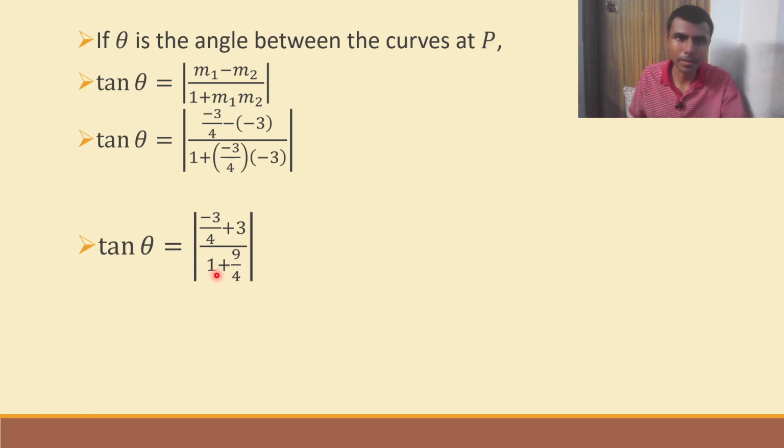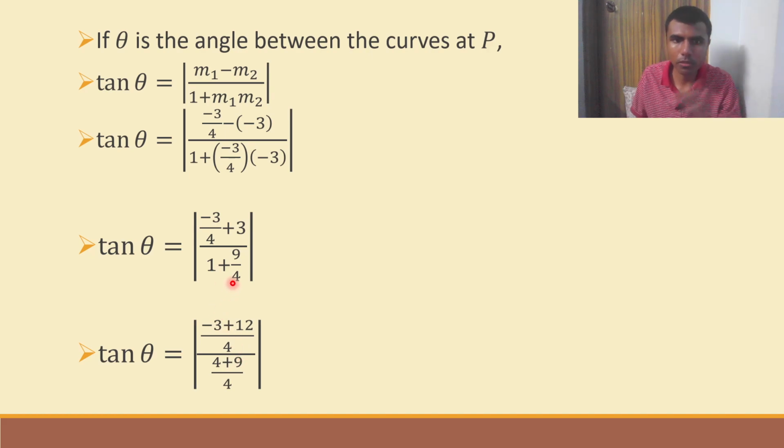Let's take LCM. So here 4 will get multiplied here. Minus 9 plus 3 into 4. What is 3 cross 4? It is 12. So minus 3 plus 12 by 4, and here also 4 will go here: 4 plus 4 into 1, 4 into 1 is 4. So 4 plus 9. Okay, 4 plus 9 is 13. So this is what I did, 4 plus 9 by 4.